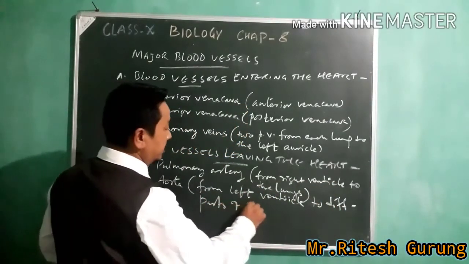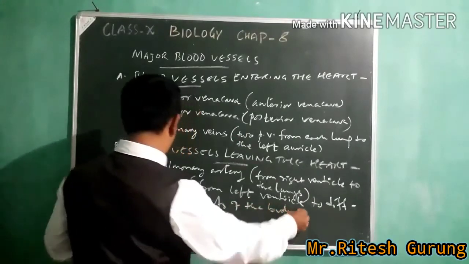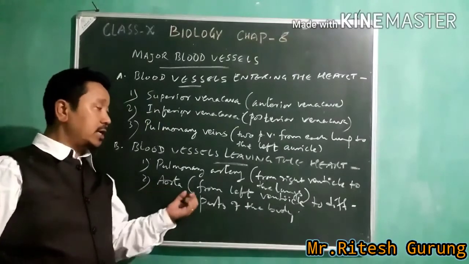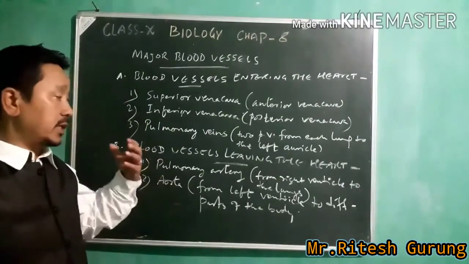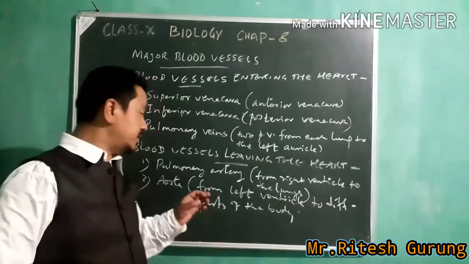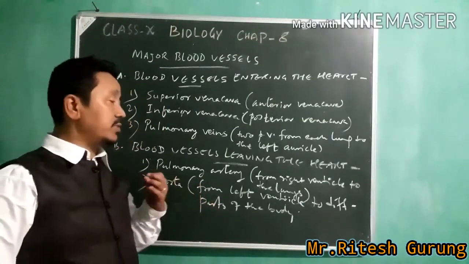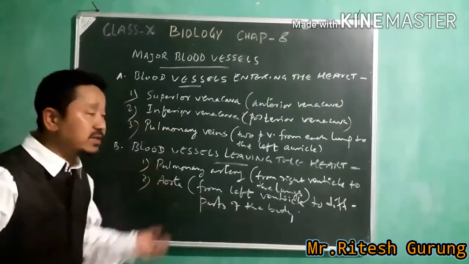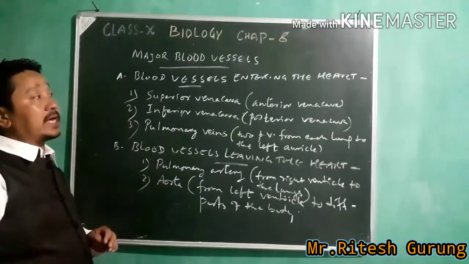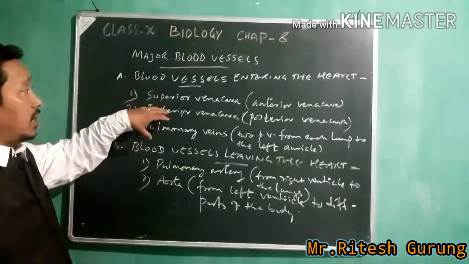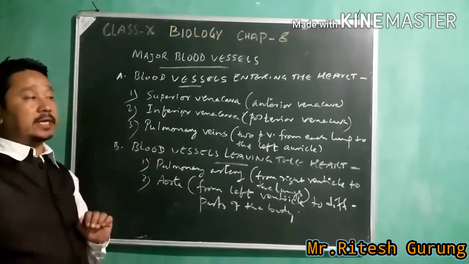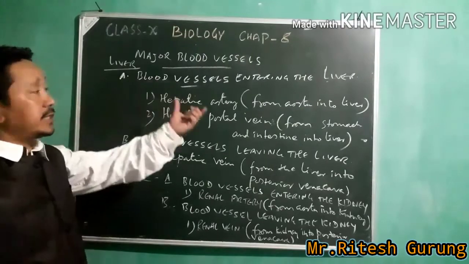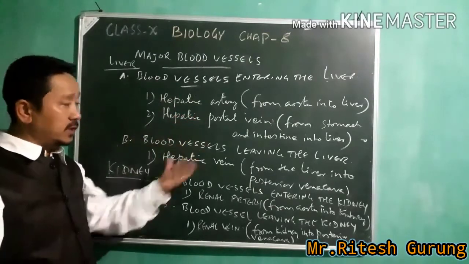So there is another one, the largest artery, we call it aorta. It collects the pure blood from the left ventricle to different parts of the body. That means it distributes the pure blood, which means they are leaving the heart. So these are the different kinds of blood vessels entering into the heart and leaving the heart, which are there in your syllabus. Now we'll see major blood vessels entering the liver and leaving the liver.